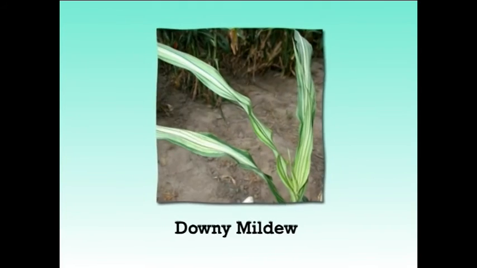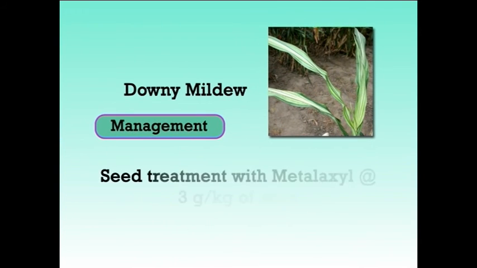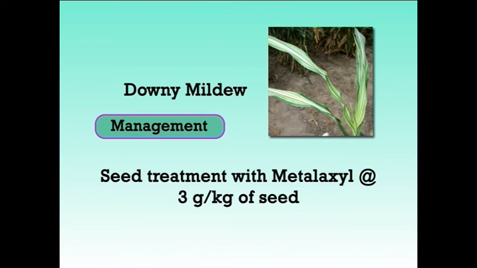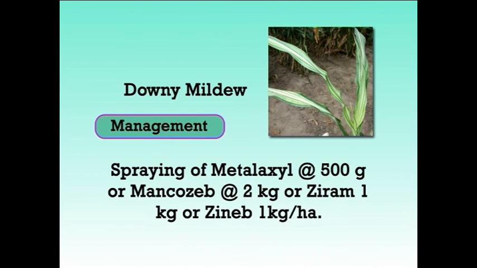Next, we will discuss about disease management. The first one is downy mildew. This can be managed by seed treatment with metalaxyl at the rate of 3 gram per kg of seed. And this can also be managed by spraying of metalaxyl at the rate of 500 gram or mancozeb at the rate of 2 kg or Ziram or Zineb at the rate of 1 kg per hectare.